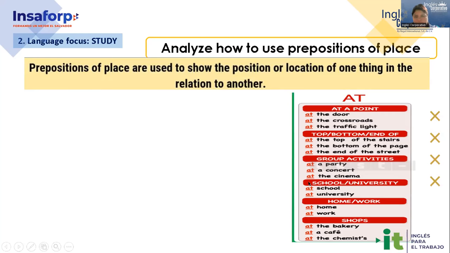Okay, continue, Dora, please. School, university. Yes, with the word school and university. Pero esto puede variar también, ¿verdad? Con in también. And we have home and work. Continue. Shops: at the bakery, at the coffee shop, at the chemist. And we also use at with specific stores, with tiendas: at the bakery, at a cafe, at a chemist, at a barber shop. You can mention, for example, well, any store, puede ser cualquier tienda.